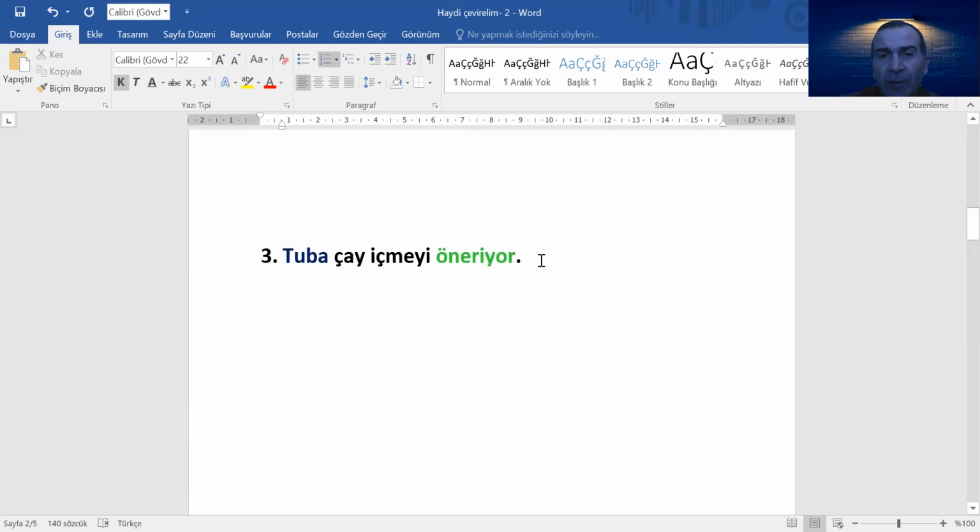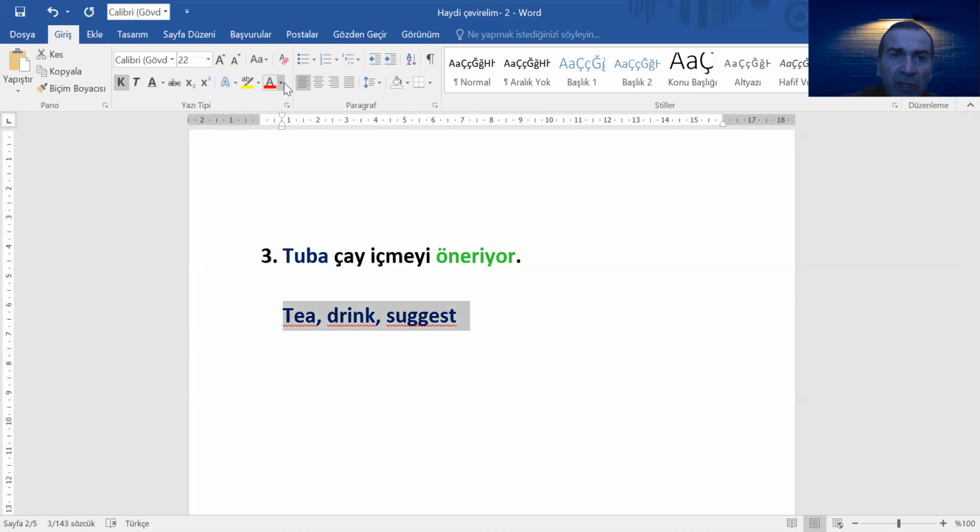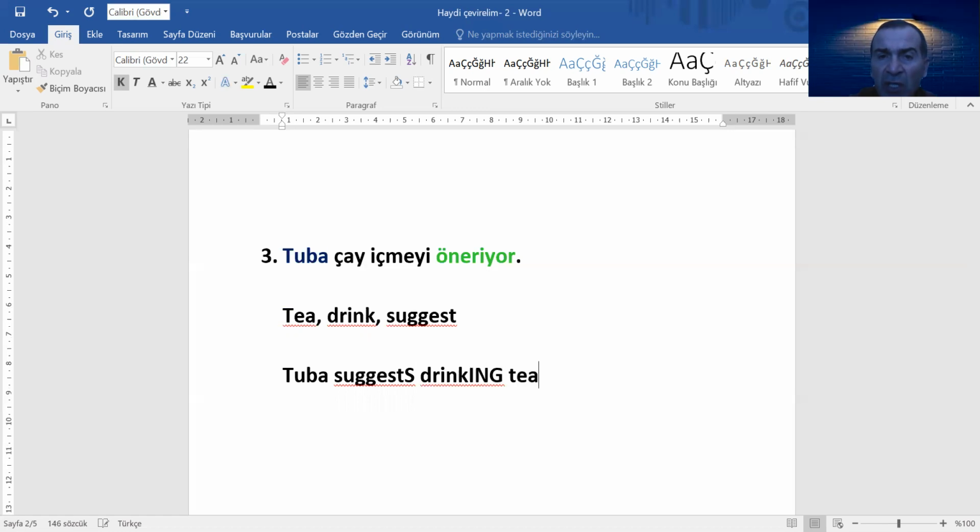The third one, Tuba çay içmeyi öneriyor. Tuba, çay, tea, içmek, drink, önermek, suggest. Let's write it. Tuba suggests. What does Tuba suggest? She suggests drinking tea. Tuba suggests drinking tea. Tuba çay içmeyi öneriyor.